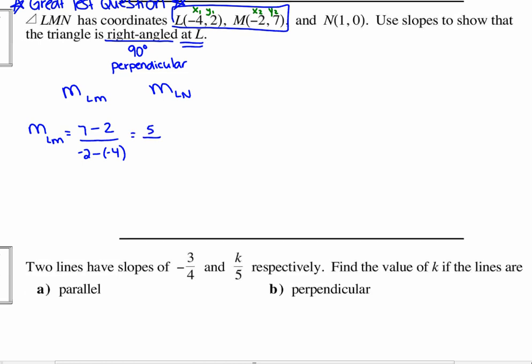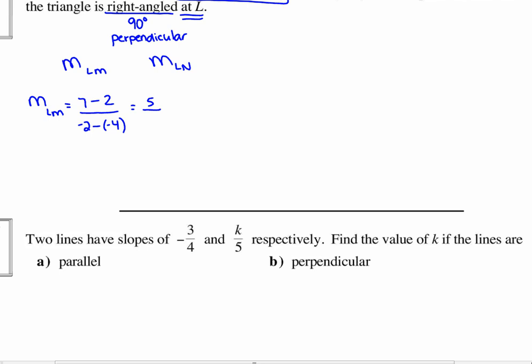When you subtract a negative, what do you want to do? Add a positive. So, put that in red. Plus, -2 plus 4. Well, it doesn't look good. +2. Okay, there's the slope of LM.